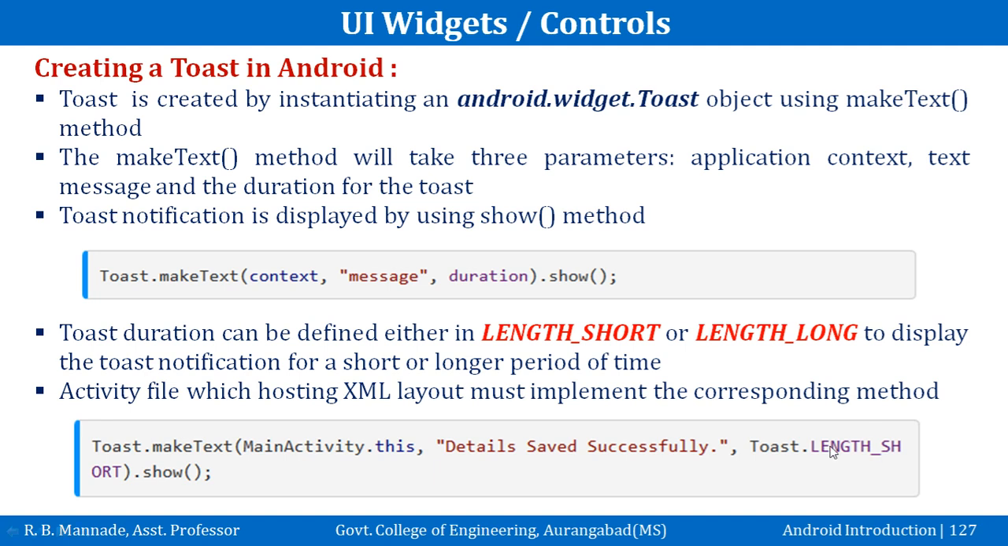And duration is specified in this form. We cannot specify only LENGTH_SHORT. Okay, so it should be specified in this form. It means Toast.LENGTH_SHORT and then .show. Or if you want to display the message for a long duration, then it will be Toast.LENGTH_LONG, then the bracket closes and .show, right? And in that case your toast message will be displayed to the user for some more time as compared to the short duration, right?